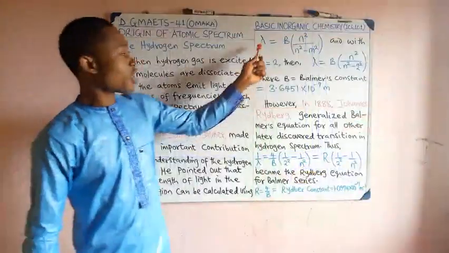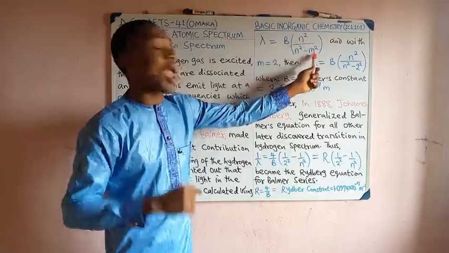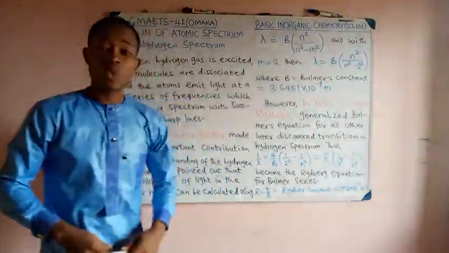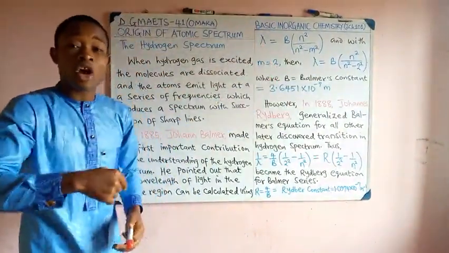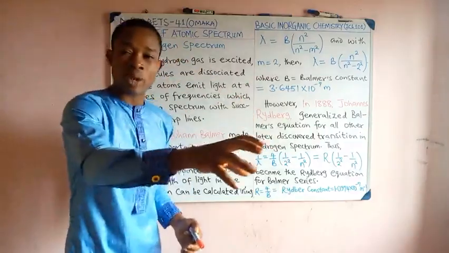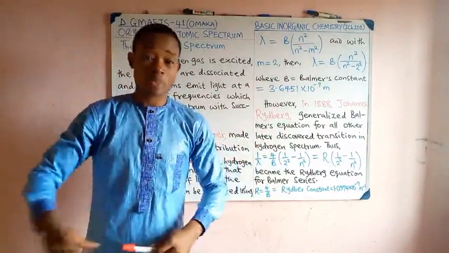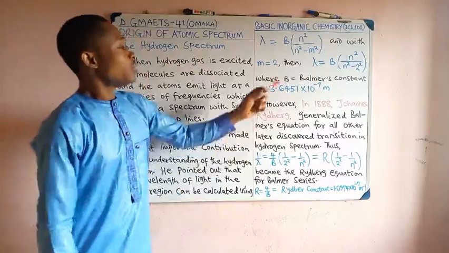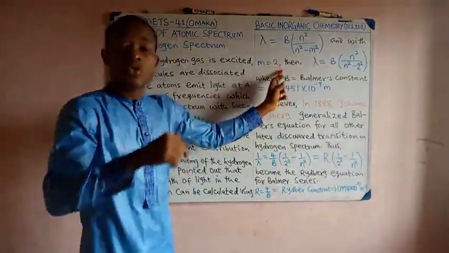The Balmer's equation is given as lambda equals B, bracket n squared all over n squared minus 2 squared, close your bracket, where lambda is the wavelength of the Balmer's line, of the Balmer's series in the hydrogen spectrum as seen in the visible region of the electromagnetic spectrum. Now, the value of n for Balmer's series is equal to 2.